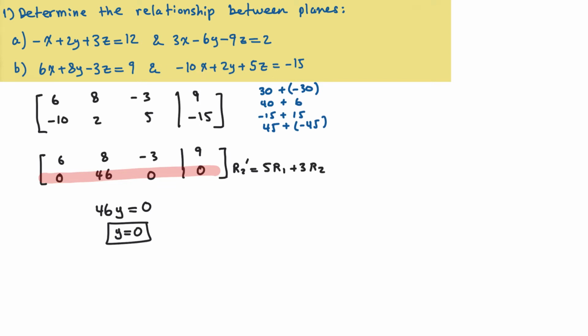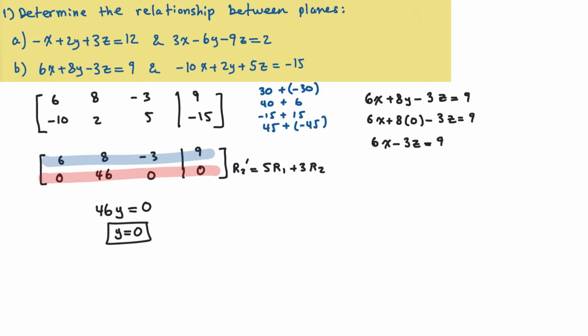So what we're going to do now is plug that into our first equation, or the first row, and I'll write that here. We are going to have 6 times x plus 8 times y minus 3 times z is equal to 9. 6x plus 8 times our y value, which we found to be 0, minus 3z is equal to 9. And then we will have 6x minus 3z is equal to 9.